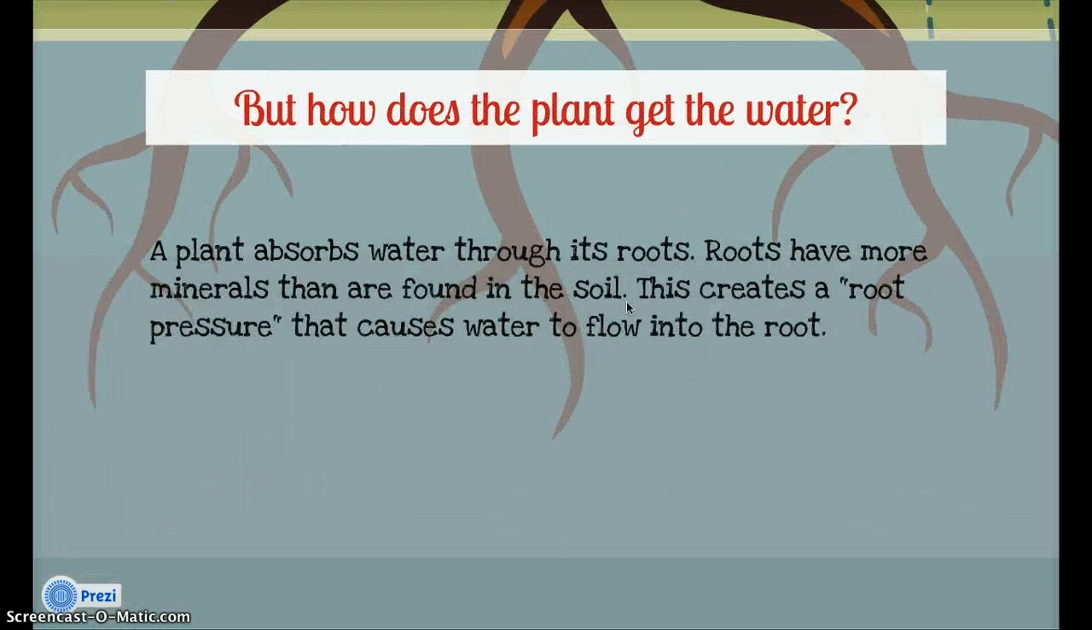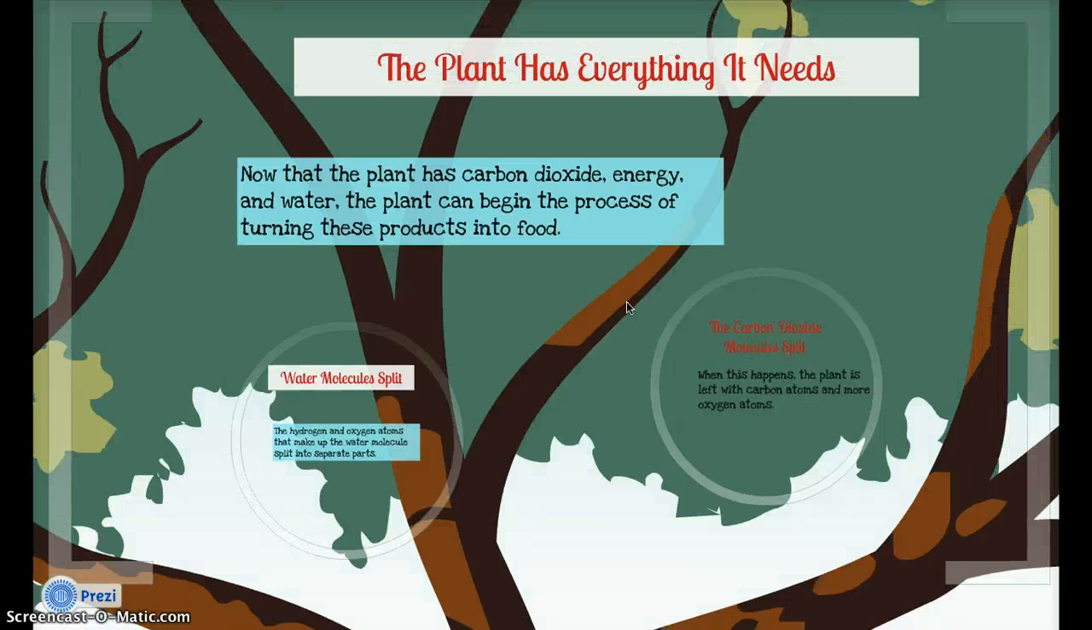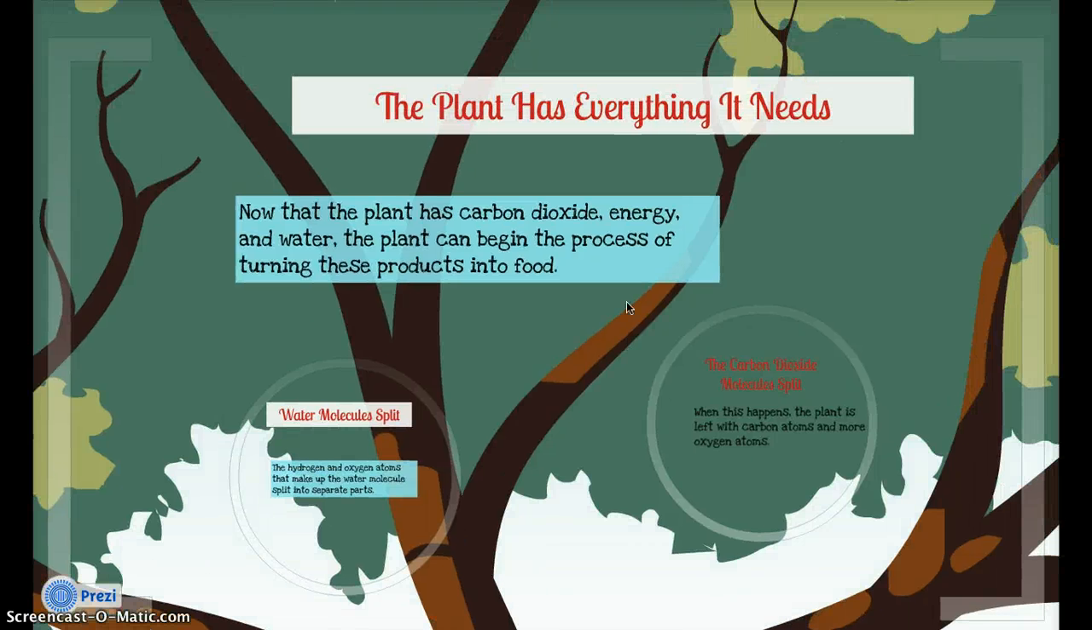But how does the plant get the water? A plant absorbs the water through its roots. Roots have more minerals than are found in the soil. This creates a root pressure that causes the flow into the root. So now the plant has everything it needs. It has carbon dioxide, energy, and water. The plant can begin the process of turning these products into food.